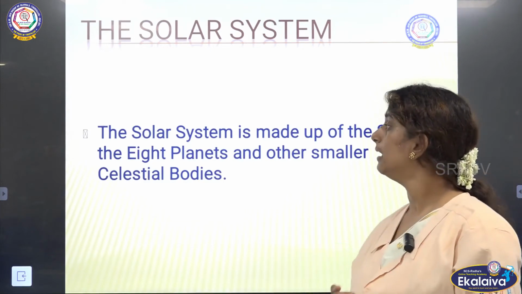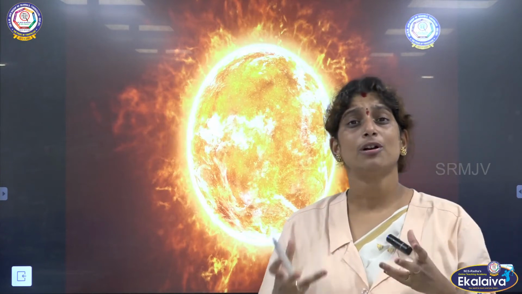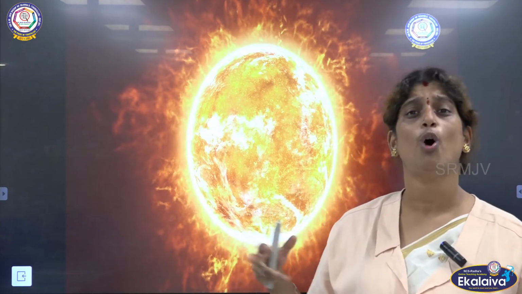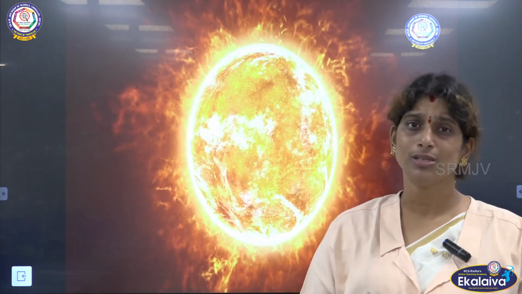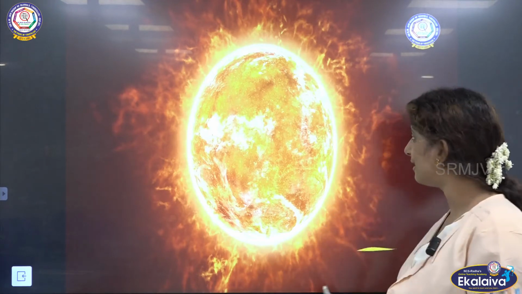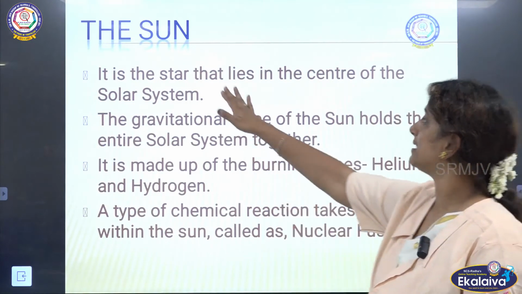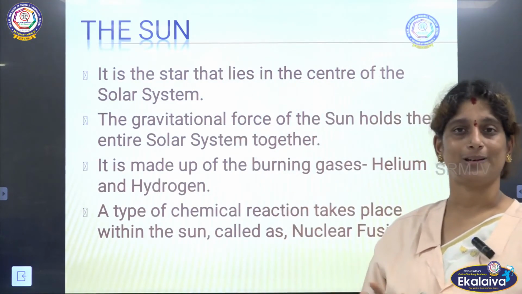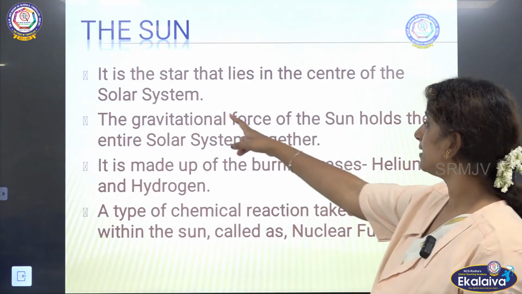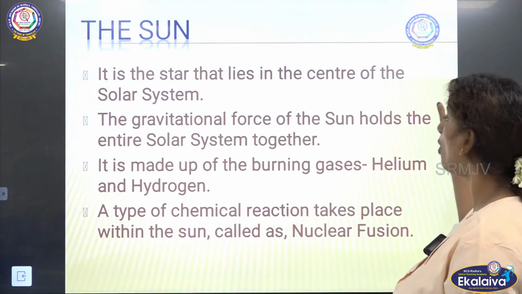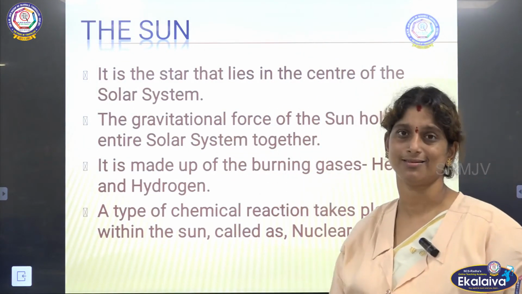So, first we will see about the sun. As we know, the sun is a huge ball of fire. It is the biggest star. So we have learnt the basic details. Now tell me, how come the sun is so bright and so hot? We should understand how this happens, right? So let us see about that now. It is a star that lies in the center of the solar system. I have told you. Next, the gravitational force of the sun holds the entire solar system together.